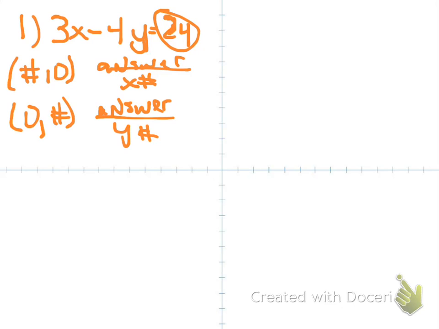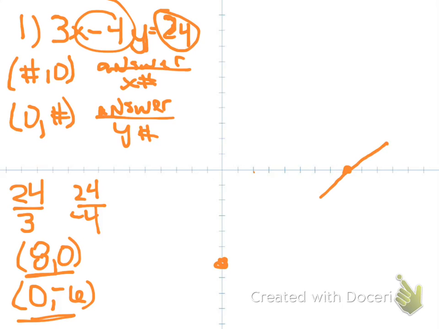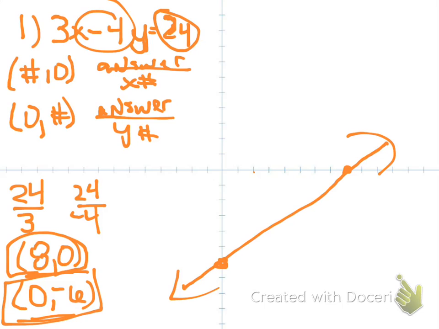So what I mean by that is, 24 divided by 3 is 8. So my x-intercept is 8, comma, 0. 24 divided by negative 4 is negative 6. So 0, negative 6. So 8 on the x, and 6 down on the y. Connect the two, and there you go. You need to make sure you know how to find the x-intercept, how to find the y-intercept, and how to get the graph.